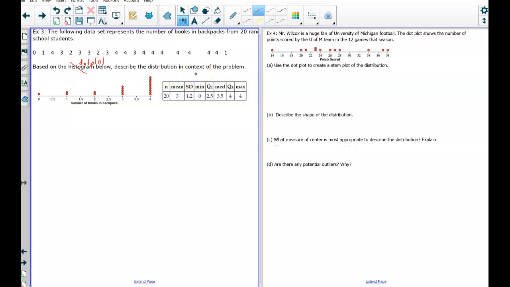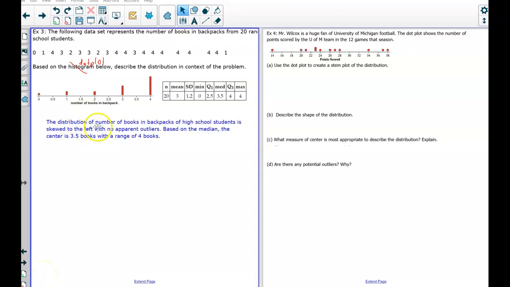Okay, so I want you to put the video on hold and think about SOCS: the shape, the outstanding features, the center, and the spread, and also include the context. So the distribution of the number of books in backpacks of high school students, that's the context. I'm describing what this dot plot is representing, the number of books in the backpacks.